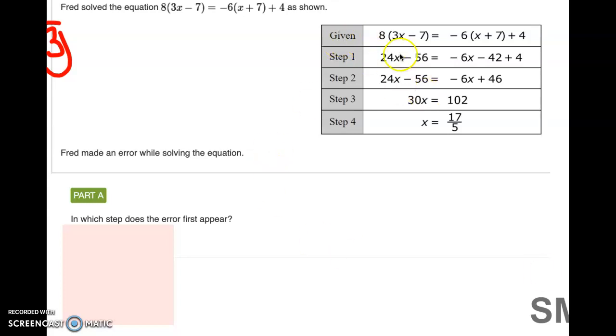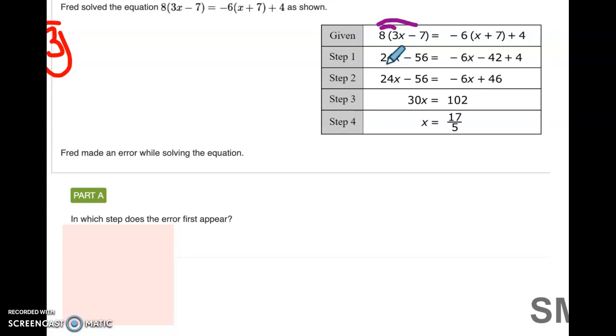So the first thing that we would do is the distributive property, because we have a number outside the parentheses, and we're actually going to do distributive property on both sides of the equation. So here we need to take the 8 and distribute it to both the 3x and the 7. So 8 times 3x is 24x, that part he did right. 8 times negative 7 is negative 56. So far we're all good.